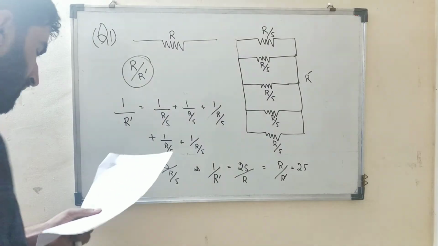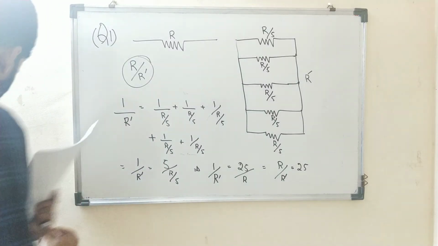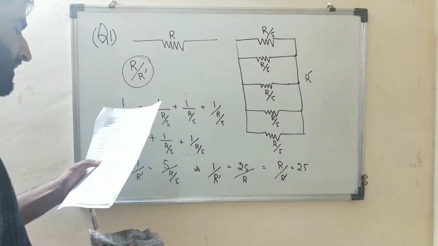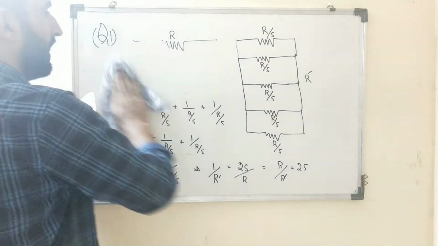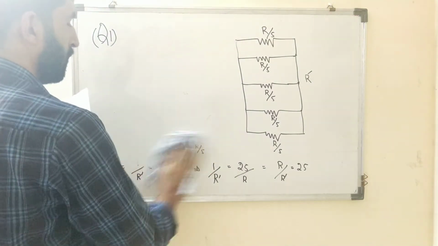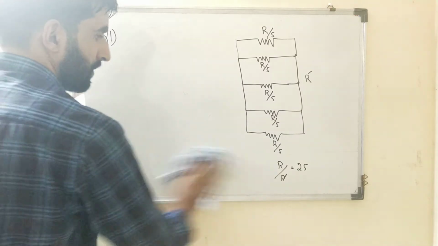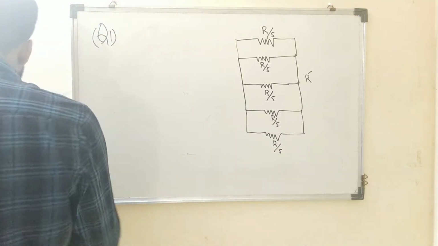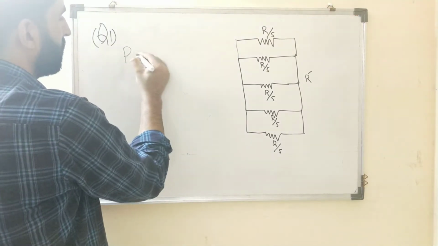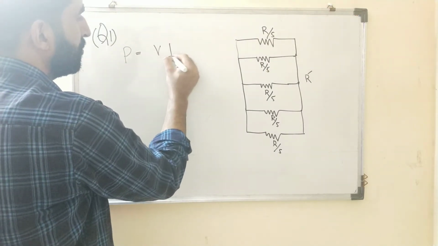Question number 2. Which of the following terms does not represent electrical power in a circuit? Electrical power is equal to what? Electrical power is voltage into current. There may be some different expressions which can represent the electrical power. So power is equal to voltage into current.